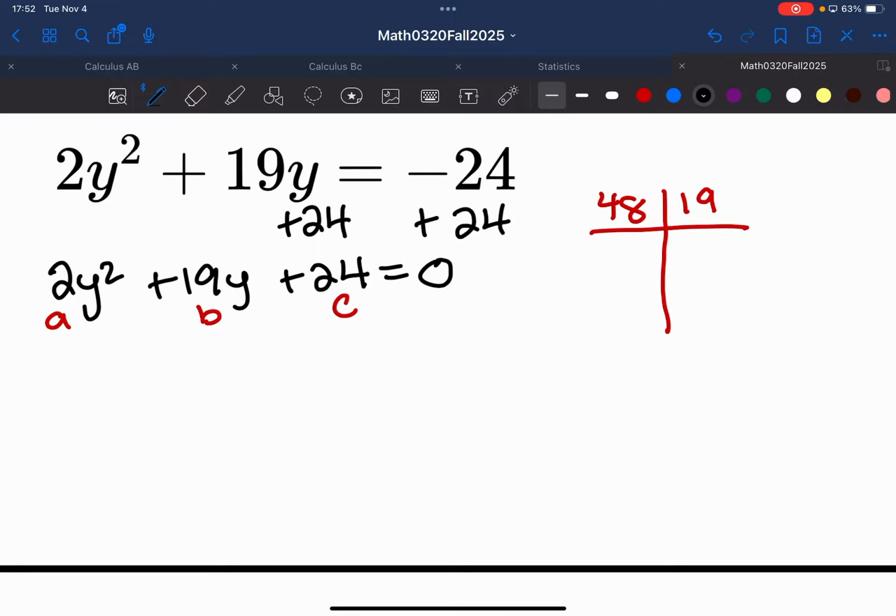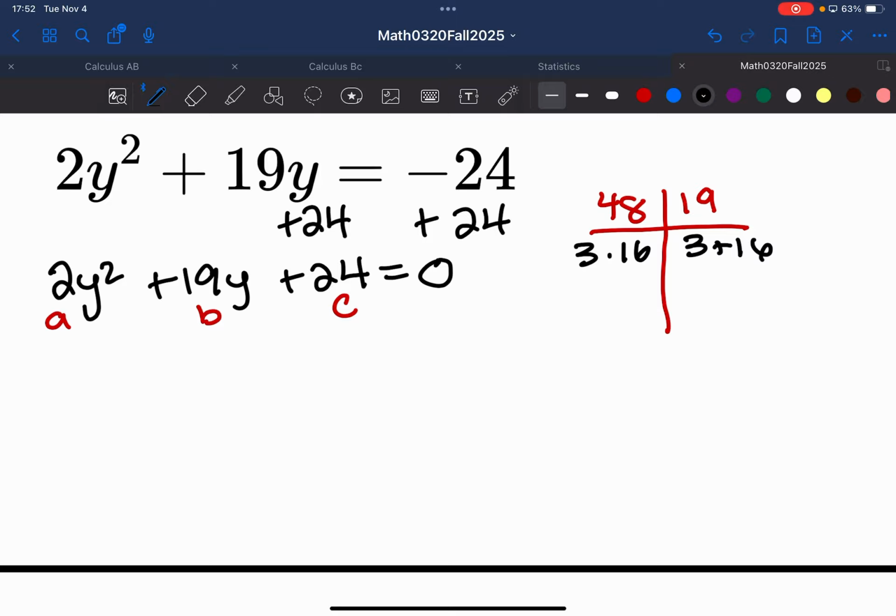3 and 16? Yep, 3 and 16 works. So 3 times 16 gives us 48, and 3 plus 16 gives us 19. So that's how we know we're using those two factors. However, remember, if you can't think of them, you would go through and list all the factors. You would start with 1 and 48, 2 and 24, 3 and 16, so on and so forth.